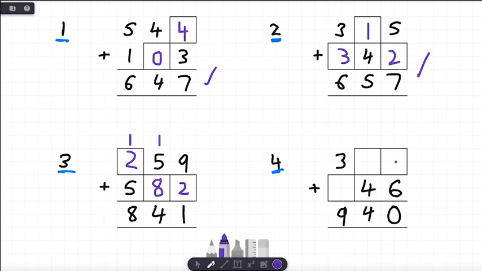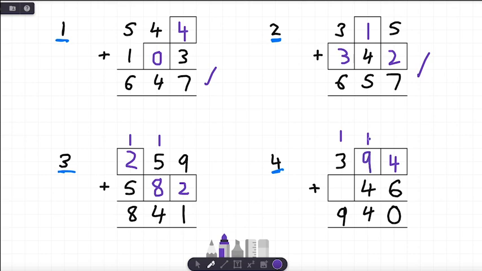And the last one, something plus 6 is 0. So again, we've got a carry here. We must have a 4 plus 6 is 10. 1 plus 4 is 5, so we must have another carry here. So this must be a 14. So 1 plus 4 is 5. And then to get to 14, we need another 9.